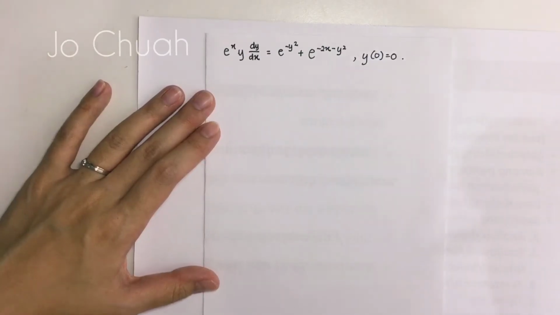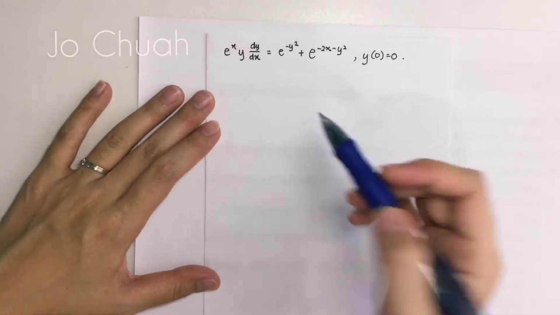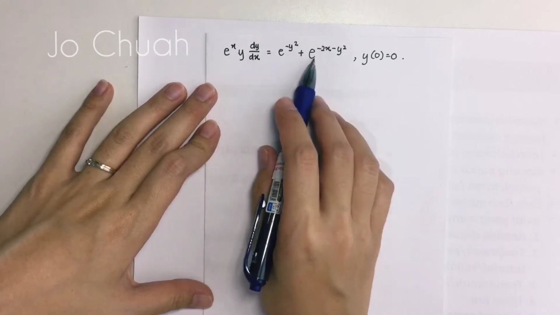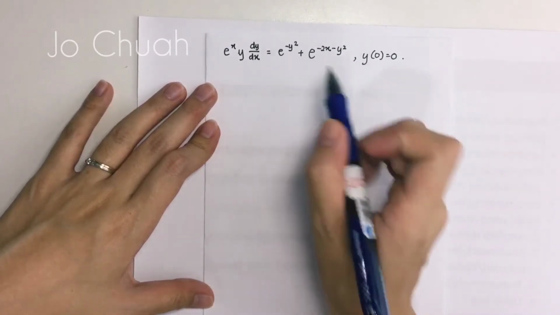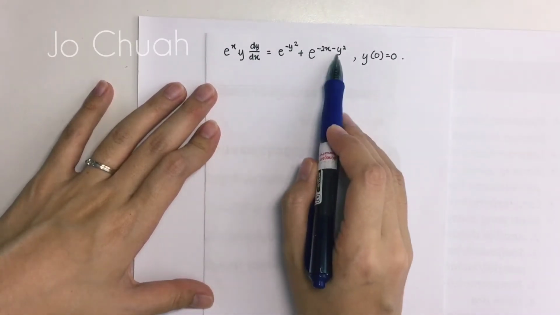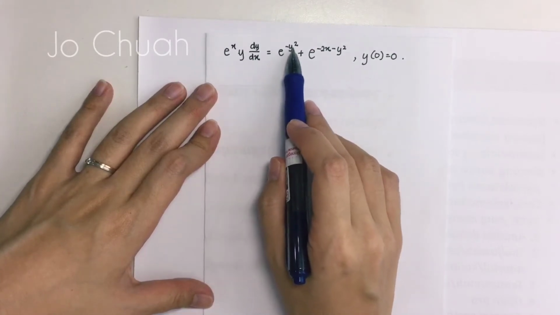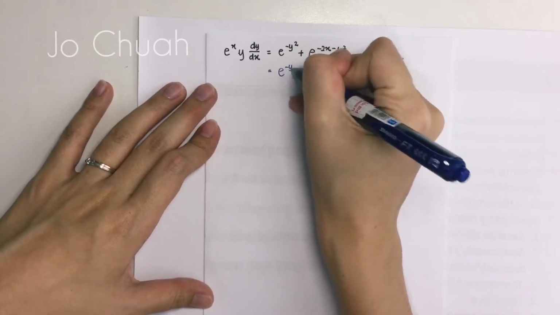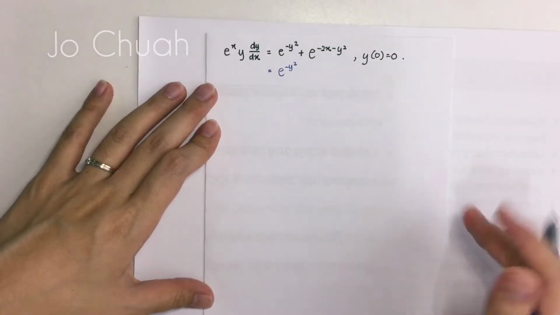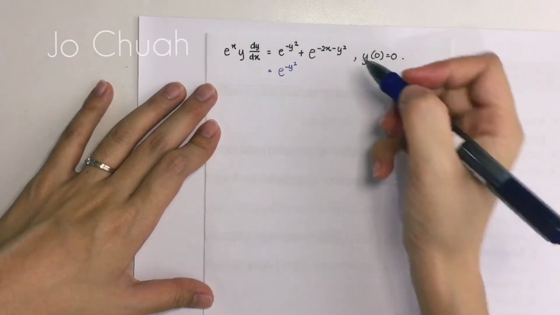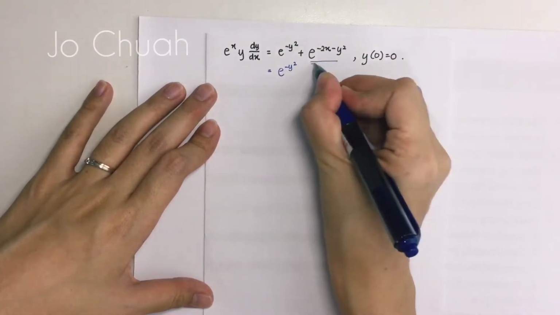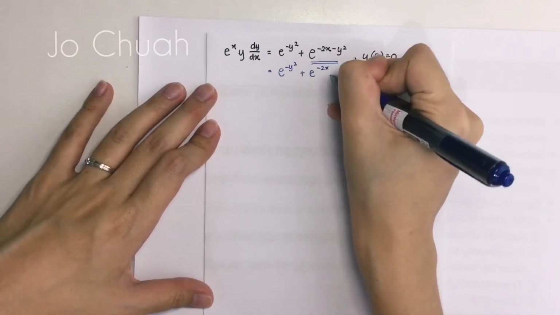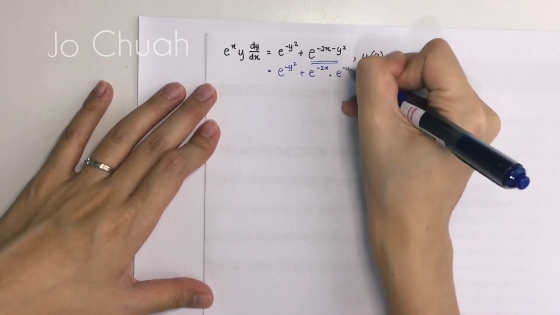For the second question, we're gonna look at this example. So we're gonna try to separate them first. In this case, you're gonna see y is everywhere. So what I'm gonna do here is factorize out the y first. What you're gonna have here is e negative y squared on the top, which is actually e negative 2x times e negative y squared.